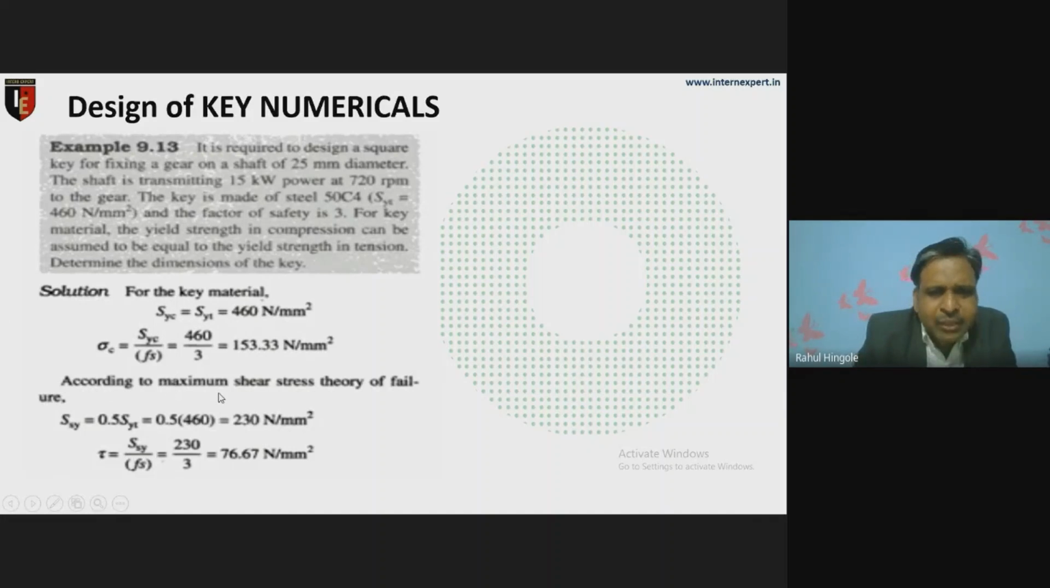According to the maximum shear stress theory of failure, Ssy equals 0.5 SYT. Ssy, the shear yield strength, is equal to half of the yield tensile strength. Therefore, 460 divided by 2, or 460 multiplied by 0.5, comes to 230 Newton per mm square. Therefore, tau equals Ssy divided by the factor of safety, and we get 76.67 Newton per mm square. If you want to do the calculation, do it, no problem, but these are the values we get.